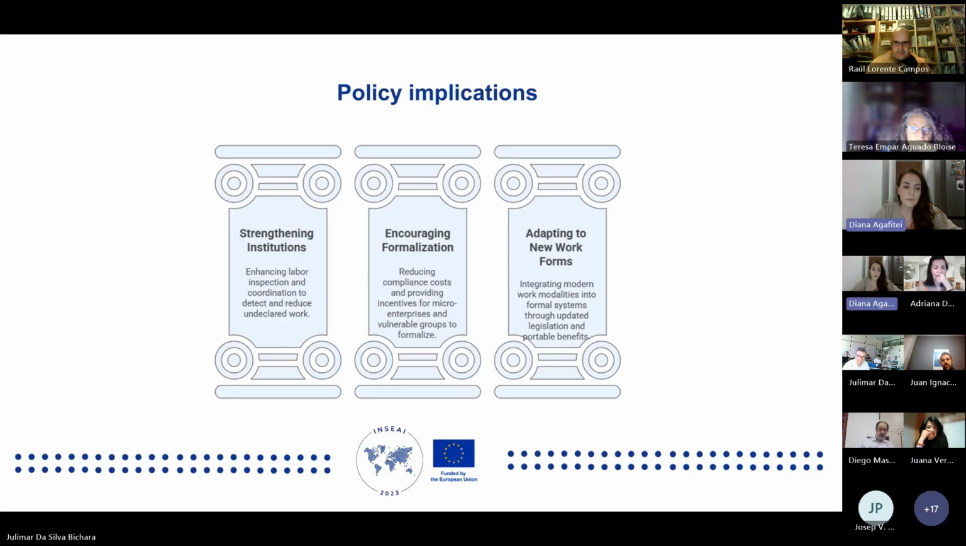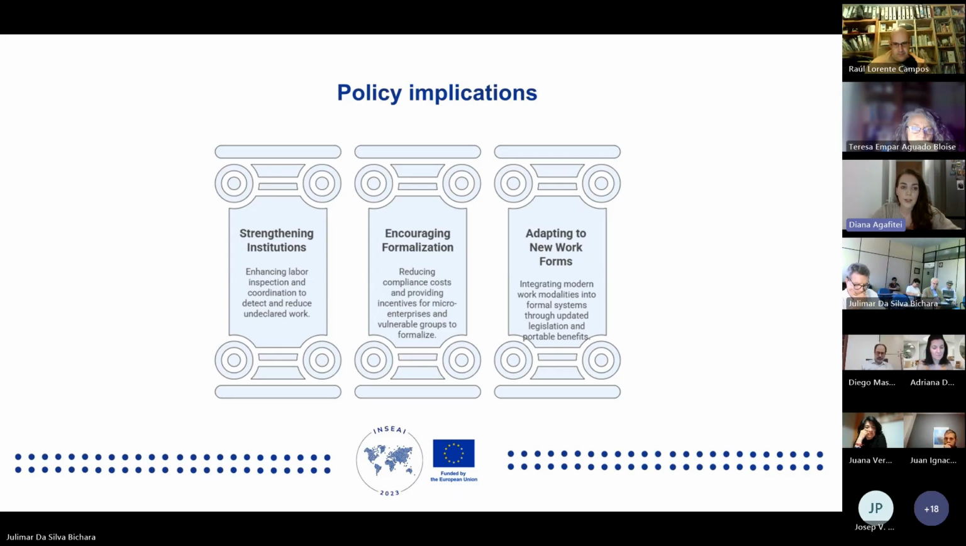After that, we can mention encouraging formalization by reducing compliance costs and providing incentives for micro enterprises and vulnerable groups to formalize. So in this way, we can reduce the inequalities. And not least, adapting to new work forms, integrating modern work modalities into formal systems through updated legislation and portable benefits, because during the last years, especially after the pandemic, there are those what are called platform-based jobs, which are not fully regulated.